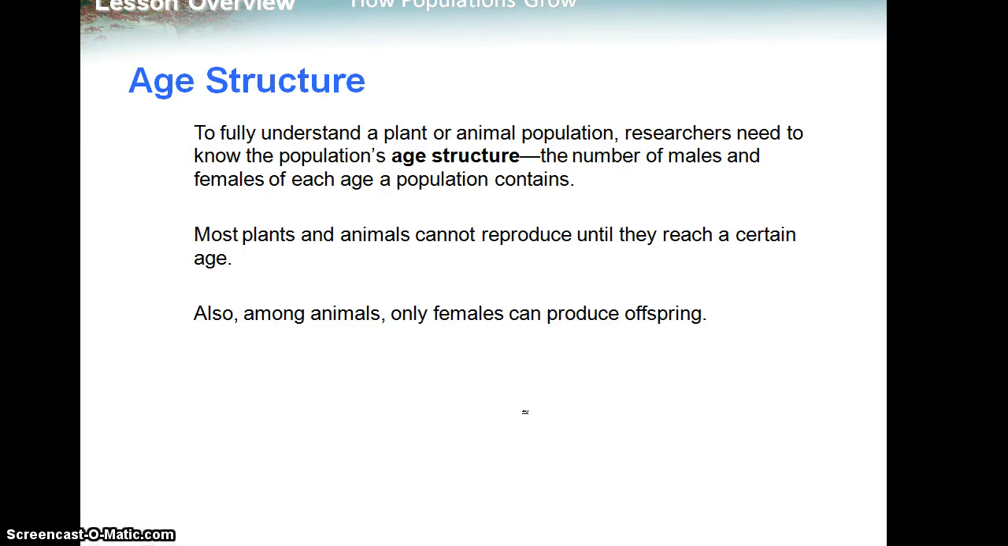Sometimes in plants you don't have male plants and female plants. Sometimes they have both sex organs, but many times the females will be the only ones that can produce offspring. So if you have too many males in the group of a certain age and not enough females that are ready to reproduce, that may affect the growth rate of a population. So whenever we are describing a population in science, we try and talk about the age structure within that population.